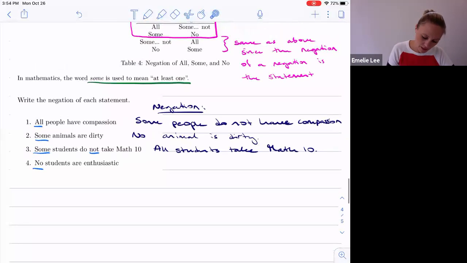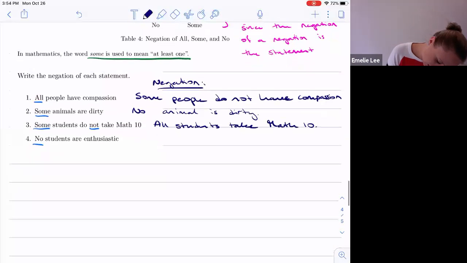And then if our statement has no, then if we have to negate it, it's going to be replaced with some. So no students are enthusiastic. We can negate it by saying some students are enthusiastic.